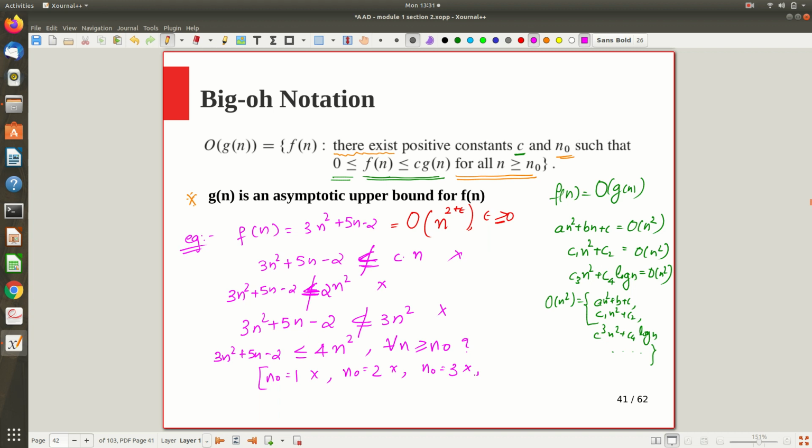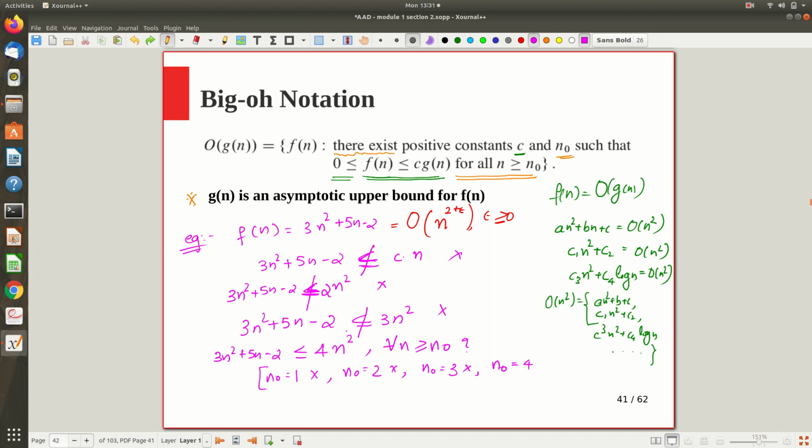Let's see. Is it true for n0, say, equal to some value like 4? Okay, so let's see, when I'm putting n0 equal to 4, 3 into 16 is 48, plus 20, minus 2 on one side, is it less than or equal to 4 into 16, 64? So here it is 48, 58, 68. Oh god, 68 minus 2 is 66. Again it's not going to work. Fine. So definitely n0 equal to 5 is going to work. This is also not going to.